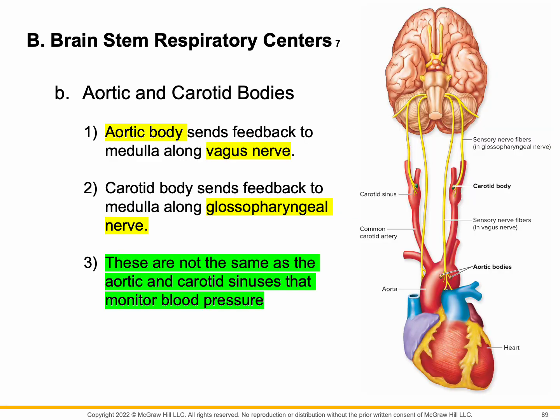There are also aortic and carotid bodies, where the aortic body sends feedback to the medulla along the vagus nerve. Note that the carotid body sends feedback to the medulla along the glossopharyngeal nerve. So again, aortic body, think vagus nerve, cranial nerve number 10. Carotid body, think glossopharyngeal nerve, cranial nerve number 9. These are not the same as the aortic and carotid sinuses that monitor blood pressure, so keep note of that.